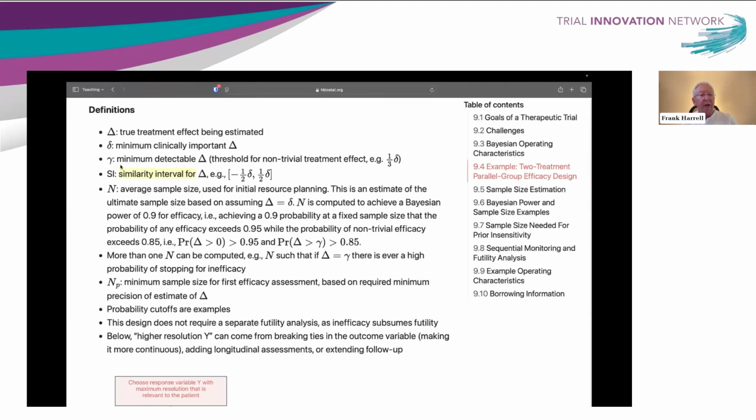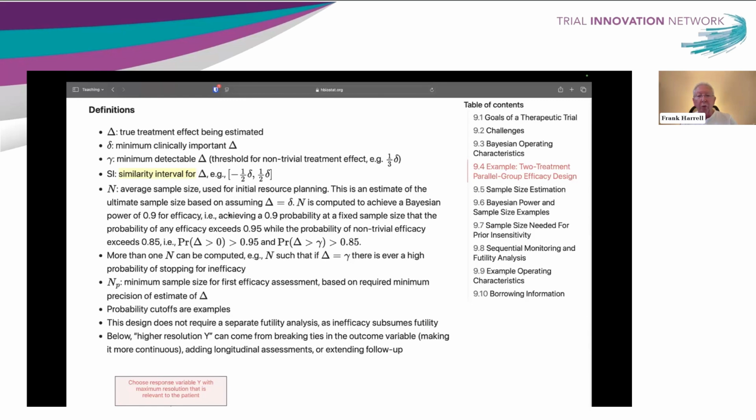And then you need to define a similarity interval for delta, which you might use as minus 1/2 of the MCID to plus 1/2 the MCID. That would be a reasonable similarity interval. All of these are judgments that I made. In a real clinical trial, you would have the clinicians weighing in big time on this. N is going to be the average sample size used for resource planning, which is an estimate of the ultimate sample size based on assuming the true treatment effect is the MCID, although you'll do a better job by putting uncertainty on the MCID, like a prior distribution.